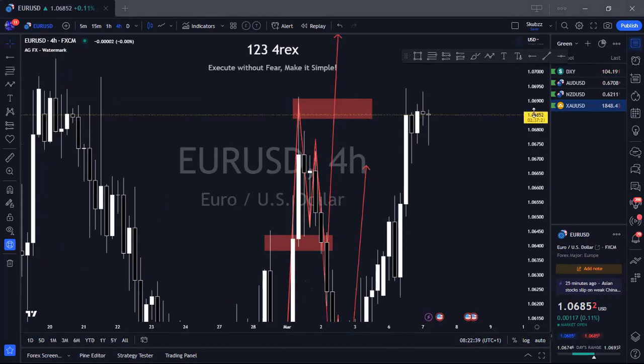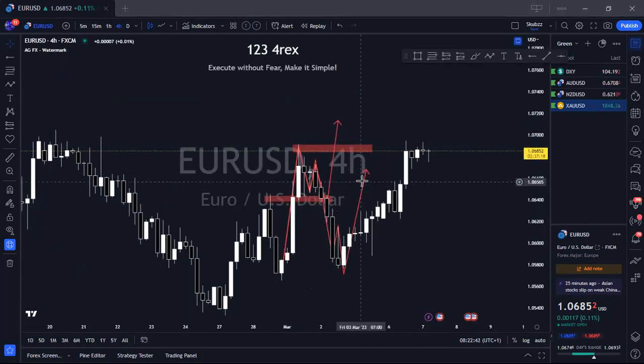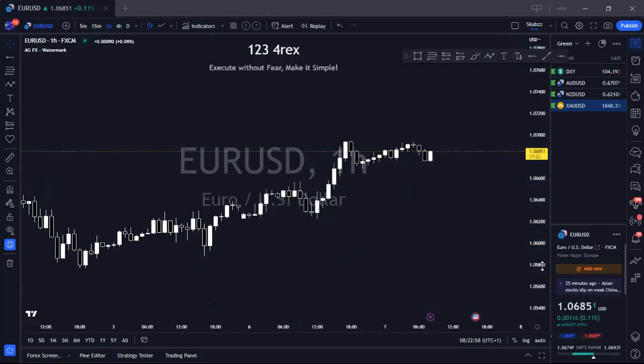So what's Euro USD doing? Okay, Euro USD is bullish. Sort of bullish. We created a higher low, we're pushing to create a higher high, but we're just tapping into that resistance level right now. So let's jump on our lower time frame and see if there's anything to catch.